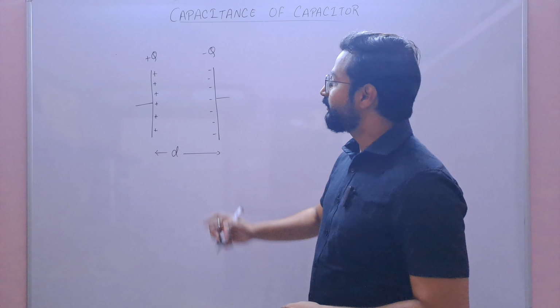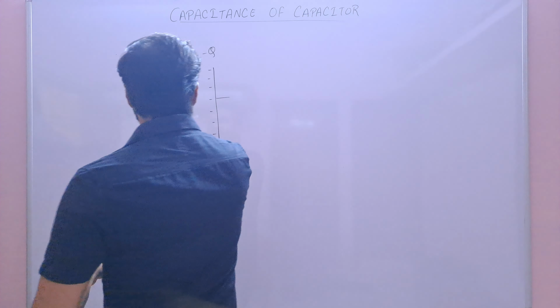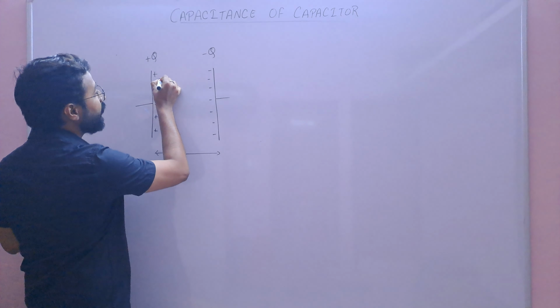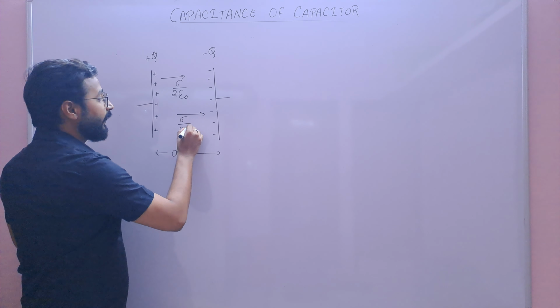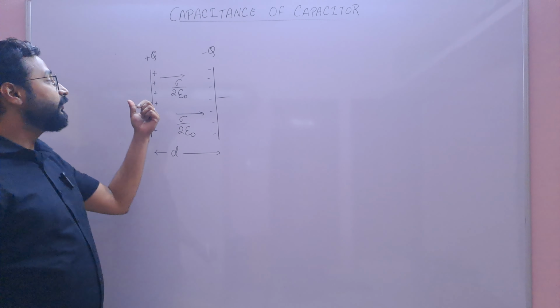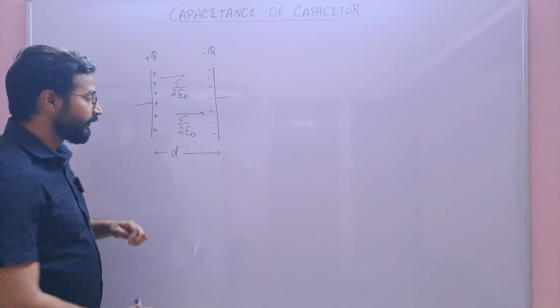Now both the charges, positive and negative, will produce an electric field. The positive charge will produce an electric field in a direction away from it equal to sigma upon 2 epsilon naught, and this negative charge will also produce a field in the direction of it, that is sigma upon 2 epsilon naught. These are the electric fields due to the positive plate and due to the negative plate. Now the net electric field between both the plates will be the addition of these two, that is sigma upon epsilon naught. Now what is sigma?